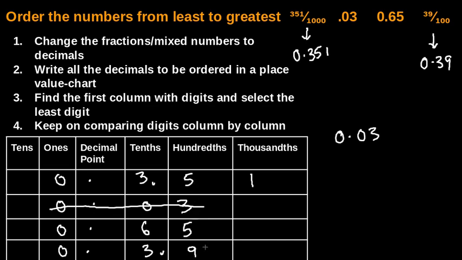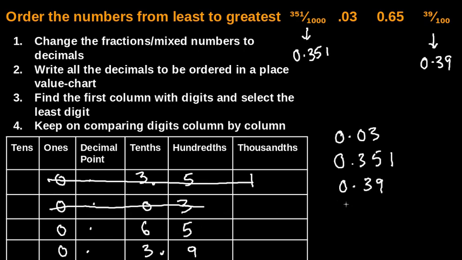We have 5 here, we have 9 here. So which of them are we choosing? The very first decimal here. So that would be 0.351 because 5 is less than 9. And remember, we are ordering from the least to the greatest. So we cross this out and then we move on. We're left with 6 and 3, which is less? 3. 0.39 will be the next decimal, and we end with the greatest decimal, 0.65.